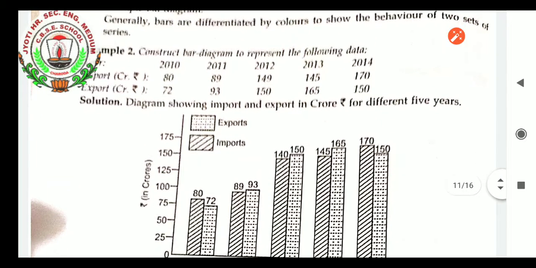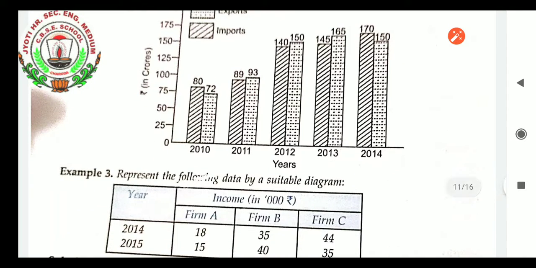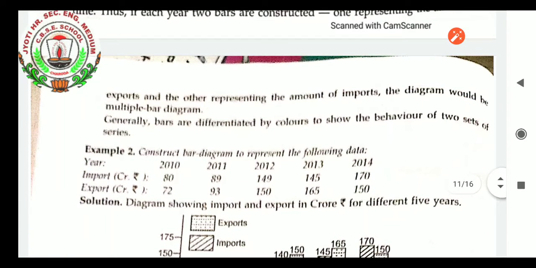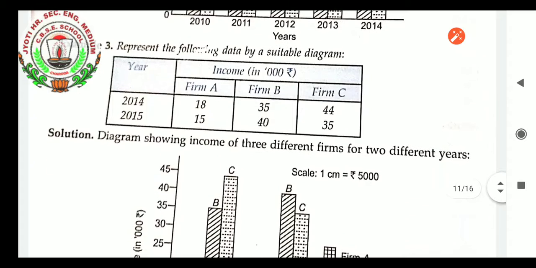Construct a bar diagram to represent the following data, 2010 to 2014. Export and import is given. The number of data is given, the export and import. Here you can see their years and colors. Here, in the same graph, we are representing two data at the same time. It is known as a bar diagram with two columns.